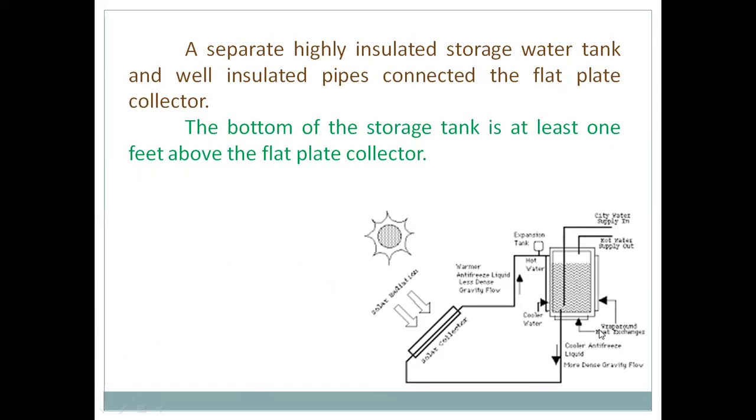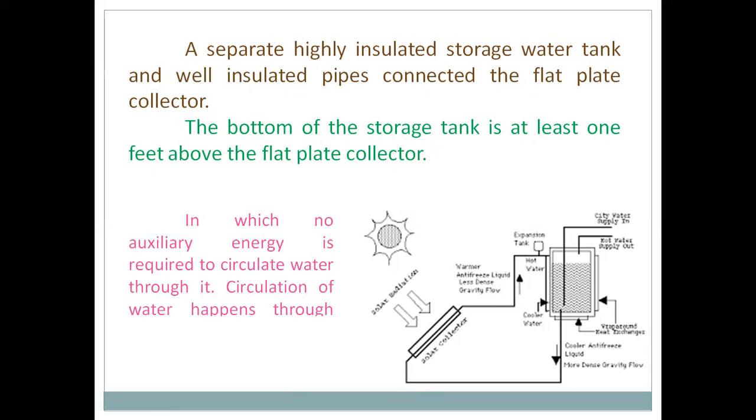And of course, it is connected with insulated pipes from the storage tank to the flat plate collector and from the flat plate collector to the storage tank. Of course, the bottom of the storage tank is kept 1 foot above the flat plate collector because of the reverse flow of water during the night. During the night, there may be reverse flow due to the temperature decrease in the surroundings. To prevent that, the storage tank is kept 1 foot above the flat plate collector. Of course, we will discuss this in the explanation later.